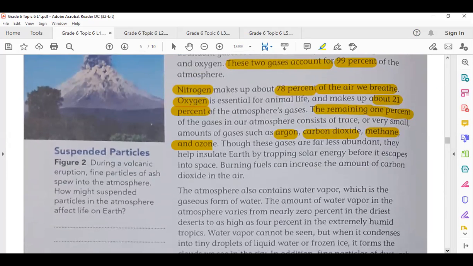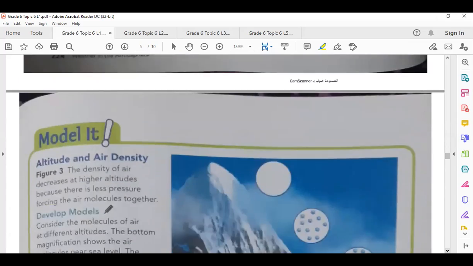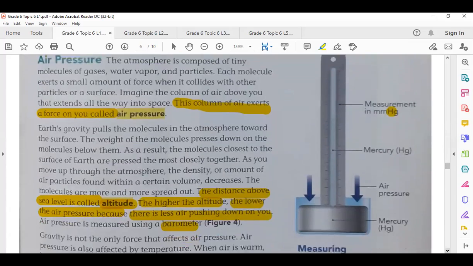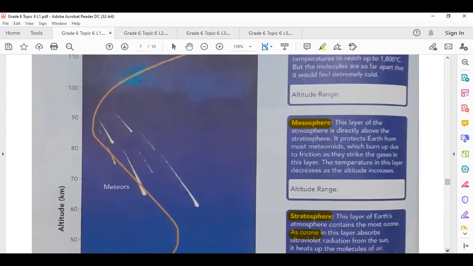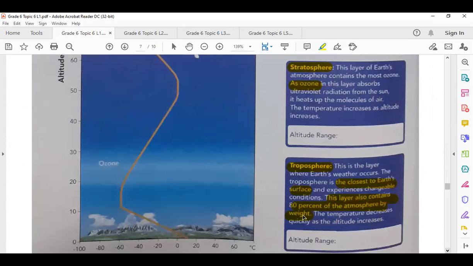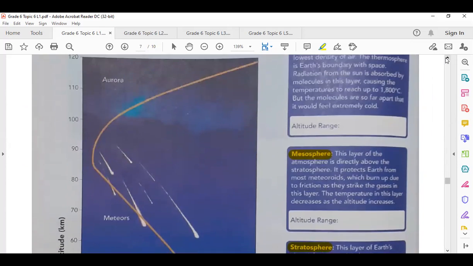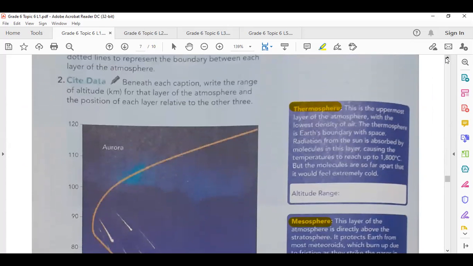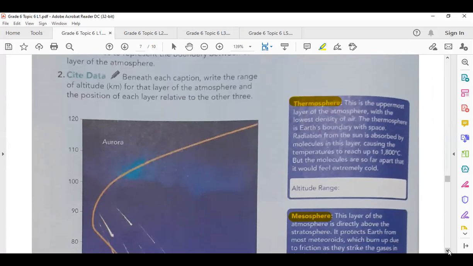Notice that the ozone layer is found here. Look, the ozone layer is found in the stratosphere. Here is the troposphere. Most of the gases or most of the atmosphere is found in the troposphere, then the stratosphere, mesosphere, and thermosphere. Okay, is it okay? Okay.